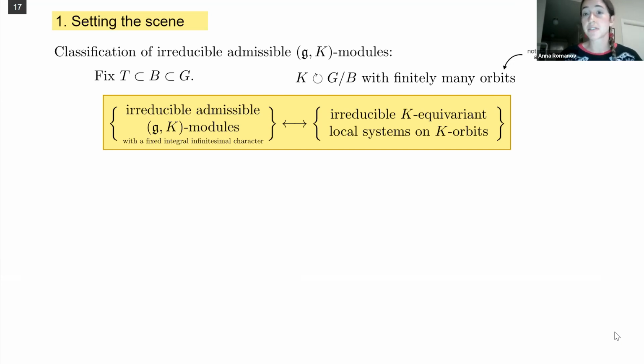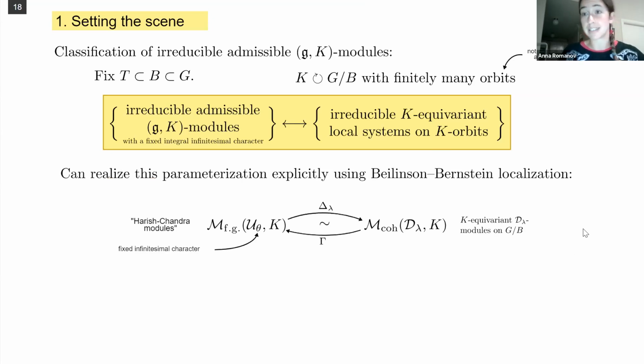So this feels sort of similar, except that now our K orbits are slightly more complicated than B orbits. In particular, they're not necessarily affine spaces. And they also don't necessarily have as nice of a combinatorial description in terms of the Weyl group, but they are still geometric objects we can study. We can still study the action of this group on this variety and look at its orbits. And this classification can be realized very explicitly using Beilinson-Bernstein localization.